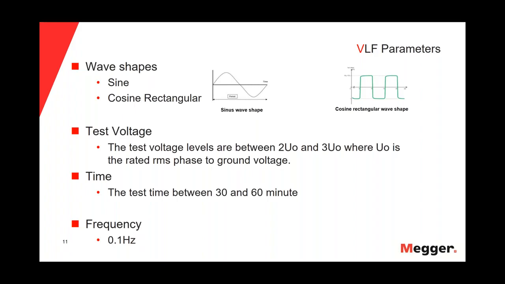The test voltage that we use for the VLF test will be between 2 times U0 and 3 times U0, where U0 is the rated RMS phase-to-ground voltage. The test time will be between 30 and 60 minutes if we are using, for instance, the IEEE 400.2. The frequency must be 0.1 hertz, but in the VLF test, we have the option to decrease the frequency, for instance, when we want to test very long cables with sine units.